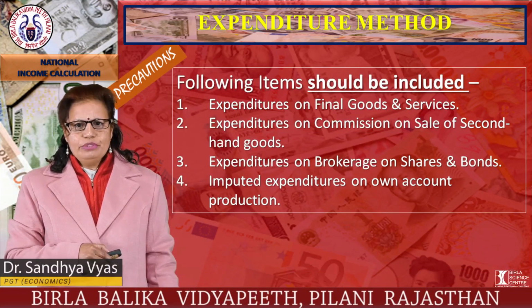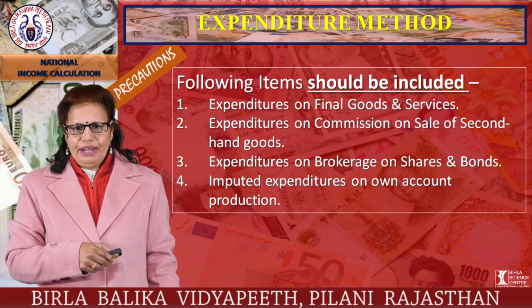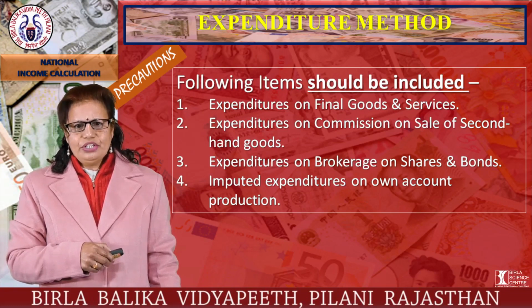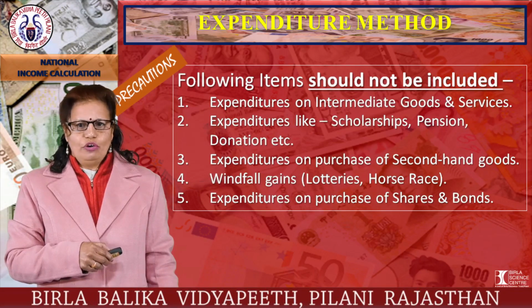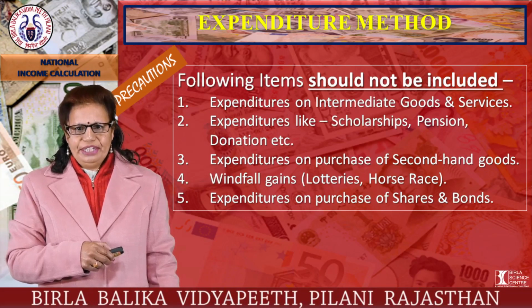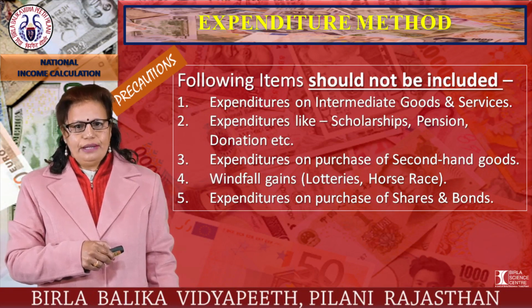Now the following items should be included. These are the precautions: expenditure on final goods and services, expenditure on commission on sale of second-hand goods, expenditure on brokerage on shares and bonds, imputed expenditure on own account production. The following items should not be included: expenditure on intermediate goods and services, expenditure like scholarship, pension, donation, etc., expenditure on purchase of second-hand goods, windfall gains, expenditure on purchase of shares and bonds.